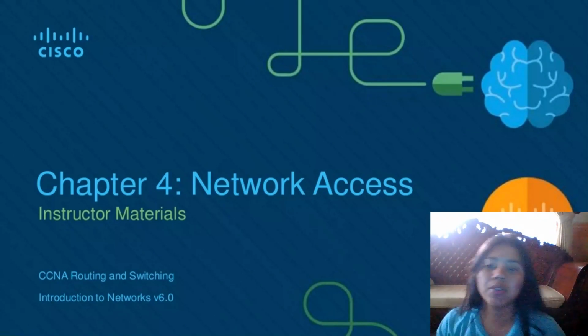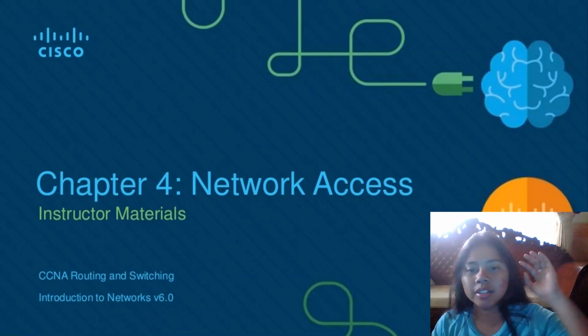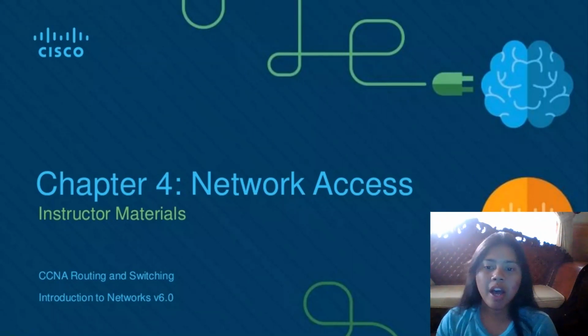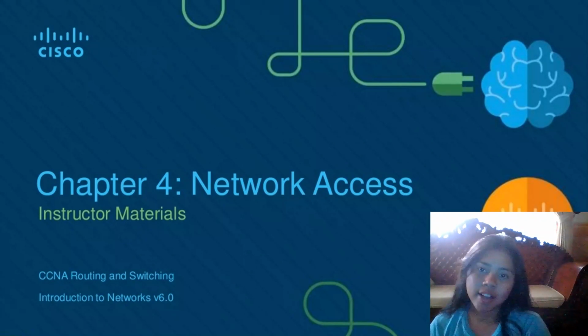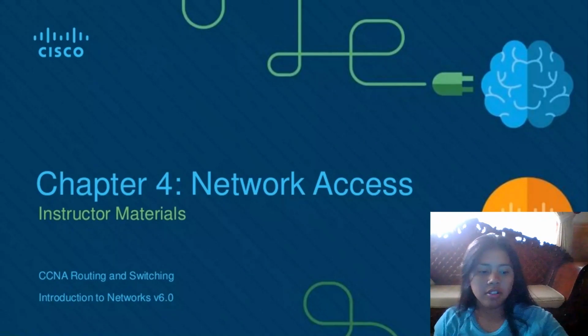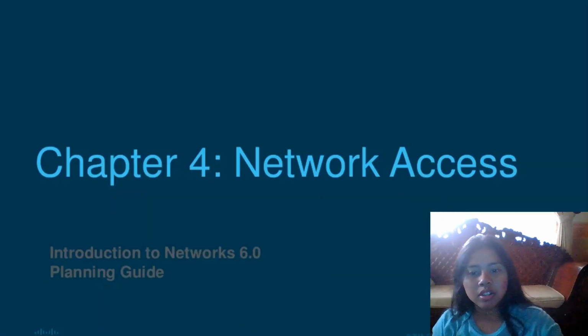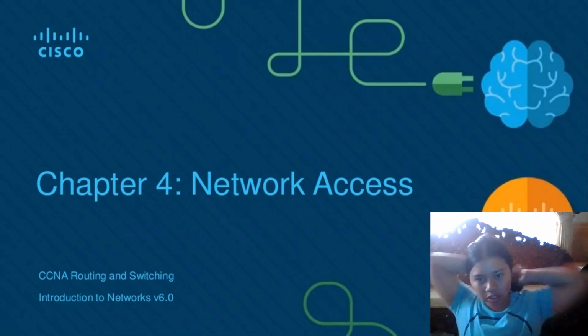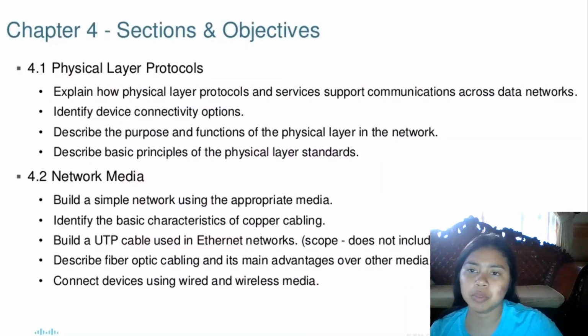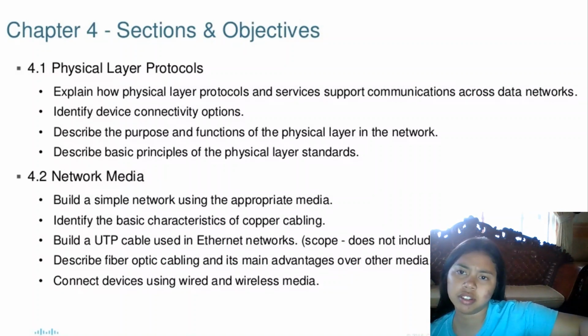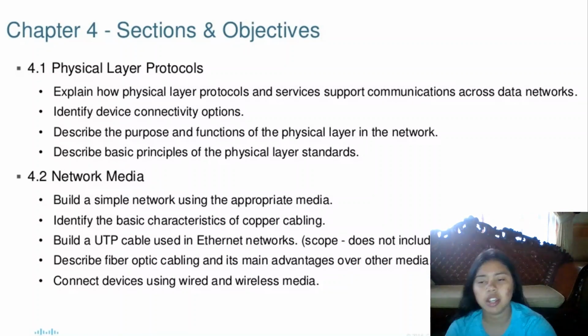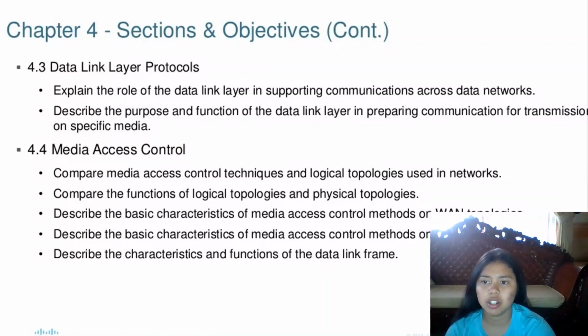For today's video, we will do the Chapter 4 summary about network access. So, let's start the discussion. Introduction for Chapter 4, Network Access. Chapter 4 is all about the sections and objectives. 4.1 Physical Layer Protocols, Network Media, Data Link Layer, and Media Access Control.